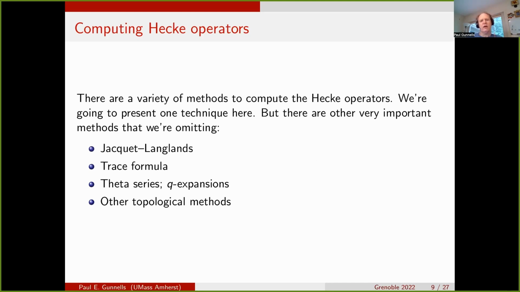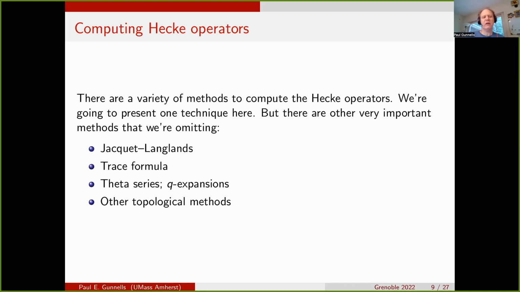Okay, so I want to talk about how to compute them. Now there are a lot of ways to compute these, and I'm only going to be talking about one technique here, but it would be remiss not to at least mention other techniques. They're extremely important and they provide different ways, some very closely related, to approach these computations, and they all have their advantages and disadvantages, but let's just go through them quickly.